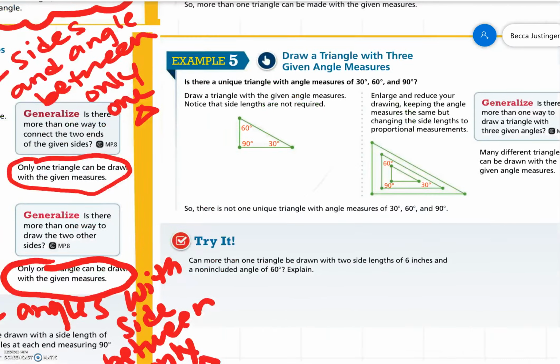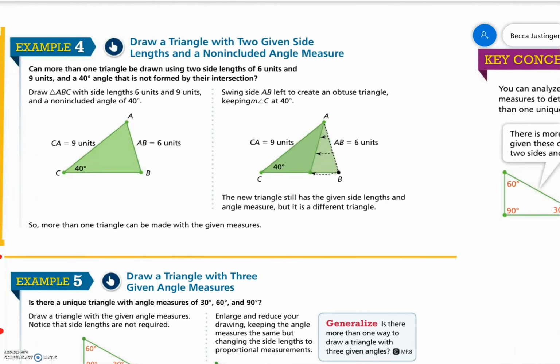Example number 4. Draw a triangle with 2 given side lengths and a non-included angle measure. So that means an angle that's not between the 2 given sides. Can more than one triangle be drawn using 2 side lengths of 6 units and 9 units and a 40-degree angle that's not formed in their intersection? So here's your 6 and 9, and then your 40-degree angle. Notice that the 40-degree angle is not between those two.